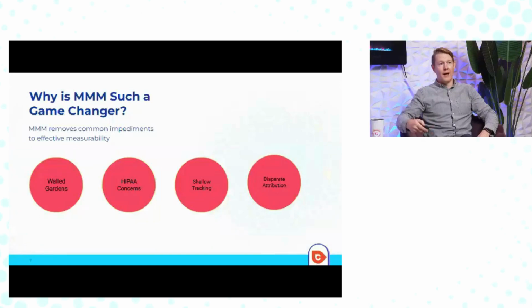So why MMM is such a game changer is it effectively removes a lot of these common impediments. And we'll get into this, but walled gardens with media mix modeling, because you're not trying to track every impression and every click, but you're correlating revenue with investment, walled gardens cease to become a problem. HIPAA concerns: we're no longer using pixels. Again, we're using a correlation between revenue and investment to determine if the investment decisions that we're making are driving an incremental improvement in our digital marketing efforts. We don't need pixels to do that.